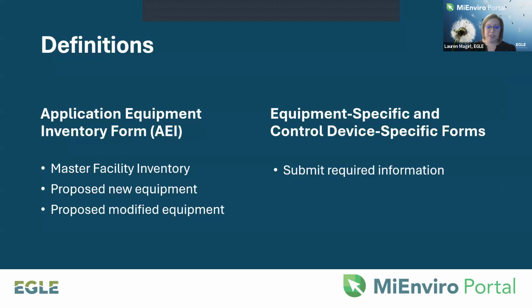We also have equipment specific and control device specific forms. These forms are as needed, and you are not required to submit them to submit a submission package. However, if you are installing or modifying a piece of equipment or control device, it is expected that the applicant uses these forms. If they are not included when they should have been, your submission package may be rejected.